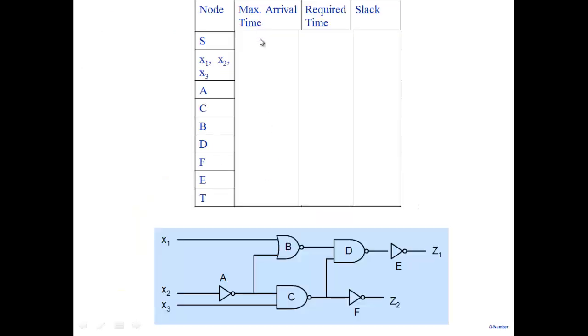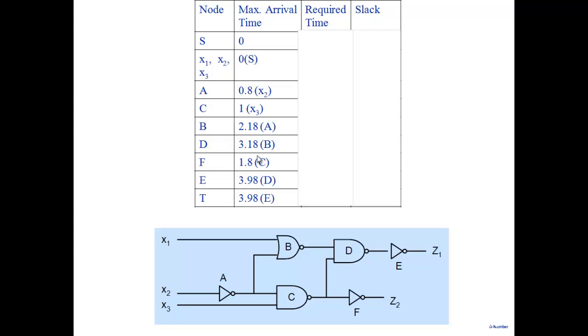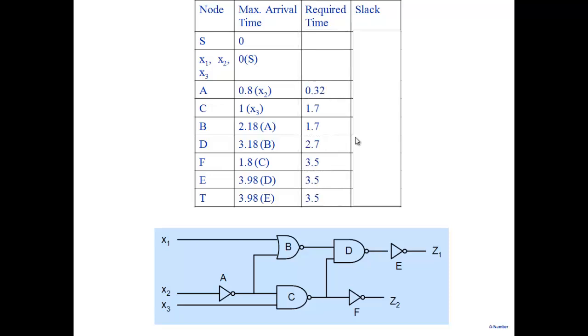Okay, so let's do that here. Maximum arrival time we have already determined. The required times are here, and I take the difference of the two. The difference of the two is what we call slack. Now, why is this information important?